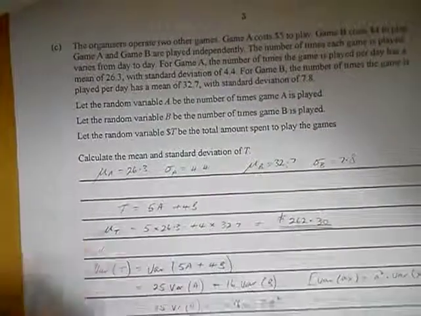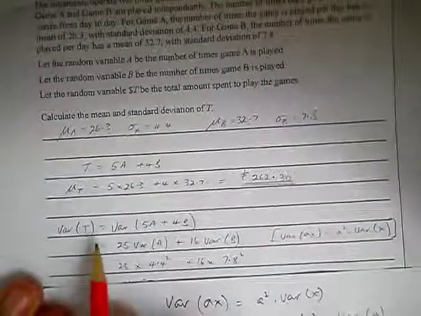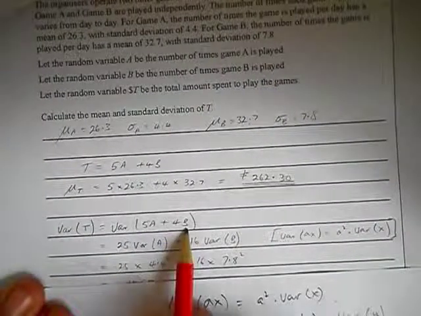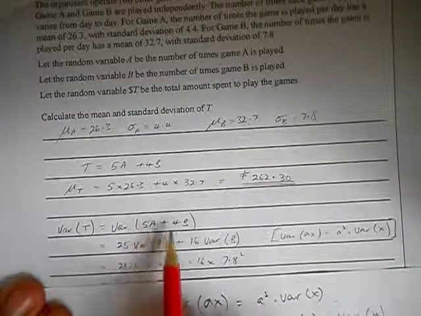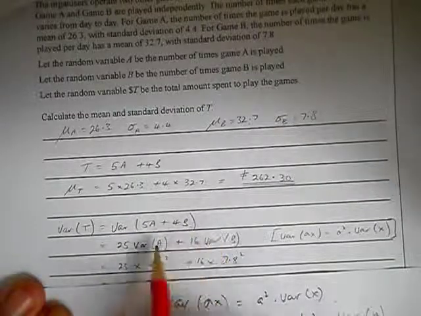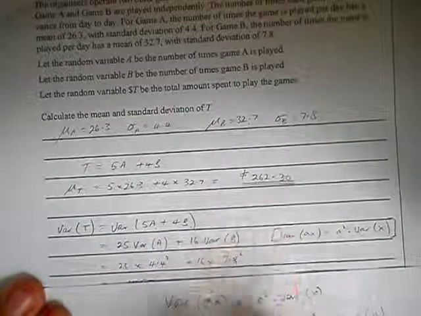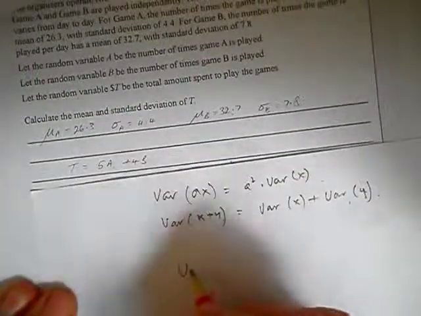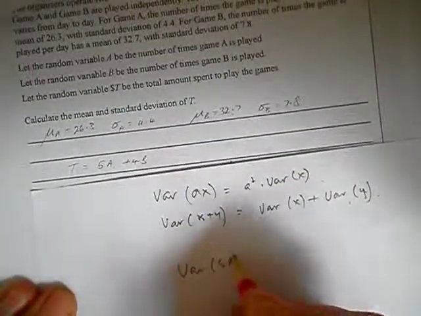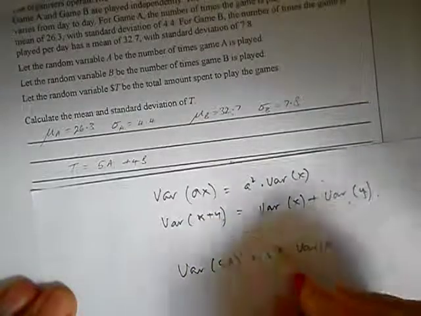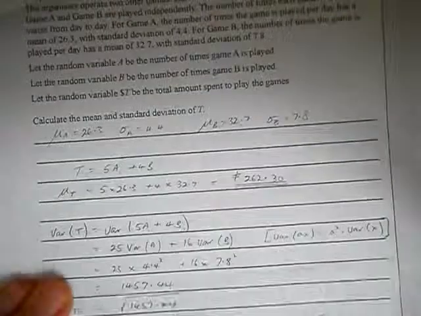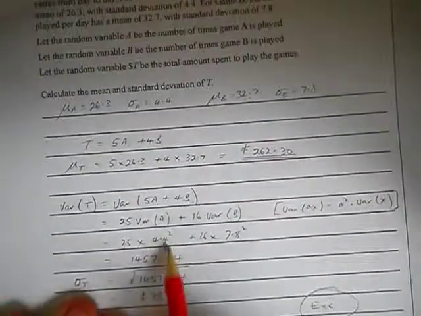so what we've got to do then, if we want to get the variance of T, now since T is equal to 5A plus 4B, then the variance of this will be the variance of 5A plus the variance of 4B. And the variance of 5A, okay, the variance of 5A will be 5 squared times the variance of A. Okay, so in other words, it'll be 25 times the variance of A.